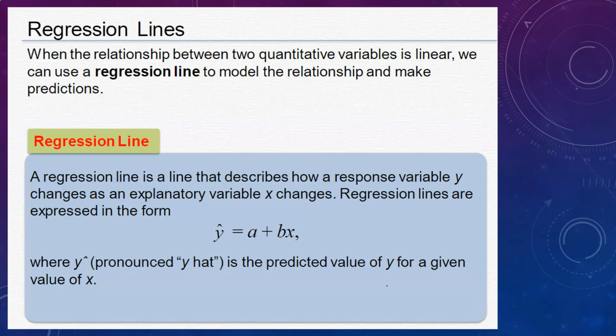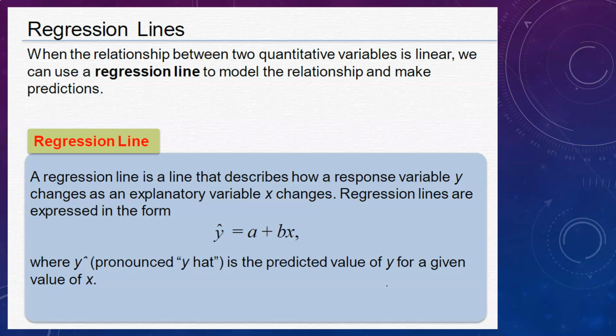Let's start with just the basic definition of regression lines. When the relationship between two quantitative variables is linear, so we're talking about two variables that we've measured something numerical about, we can use a regression line to model that relationship and make predictions. A regression line is just a line that describes how the response variable y changes as the explanatory variable x changes. Regression lines are expressed in the form y hat equals a plus bx. Y hat is the predicted value of y for a given value of x.